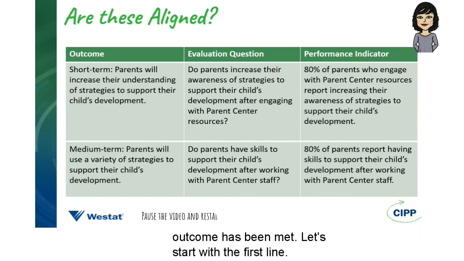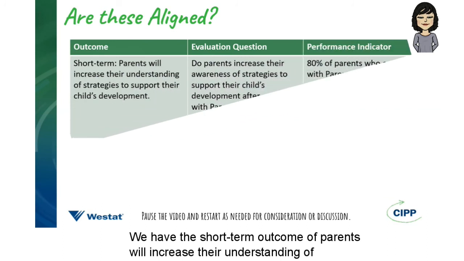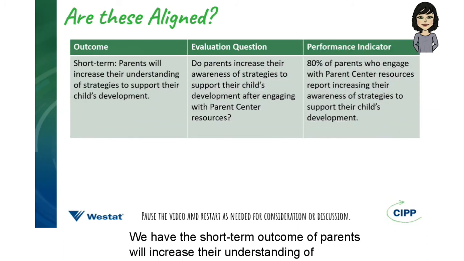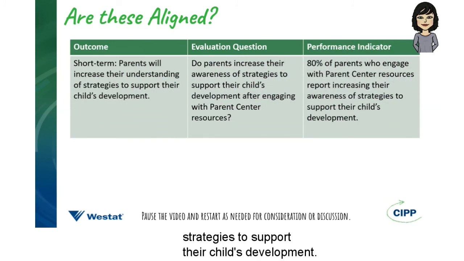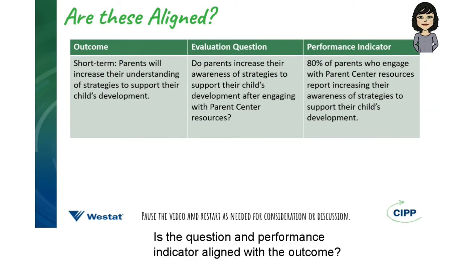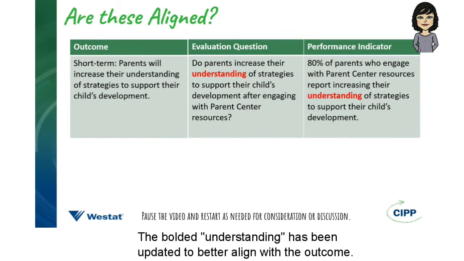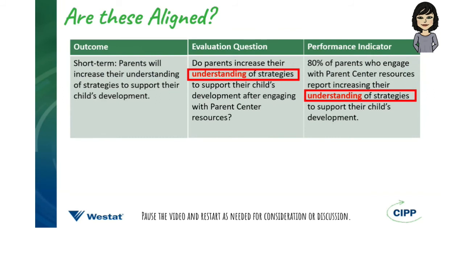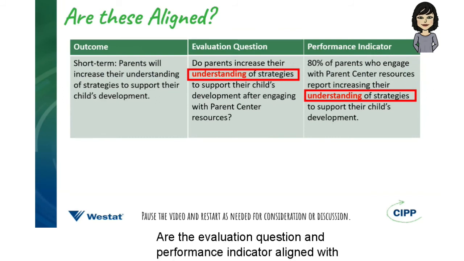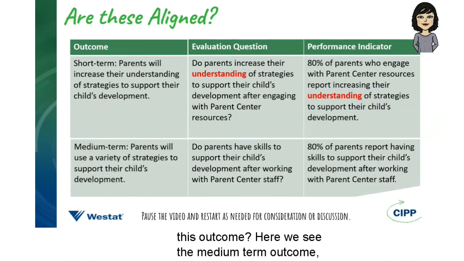Let's start with the first line. We have the short-term outcome of parents will increase their understanding of strategies to support their child's development. Is the question and performance indicator aligned with the outcome? Here we see a corrected example. The bolded understanding has been updated to better align with the outcome. Let's look at another example. Are the evaluation question and performance indicator aligned with this outcome?